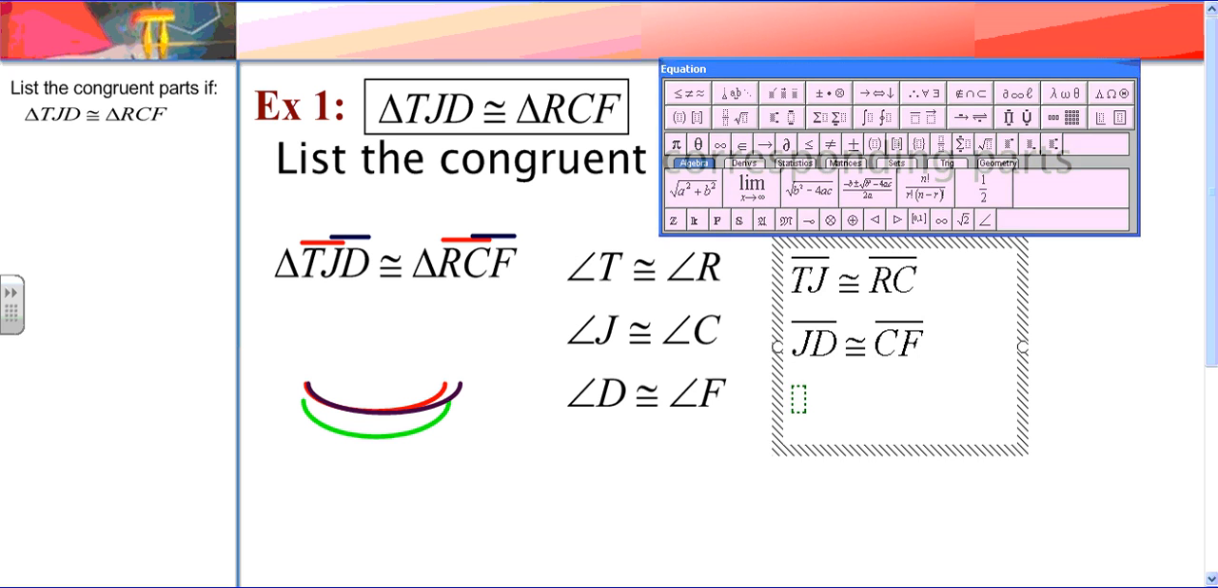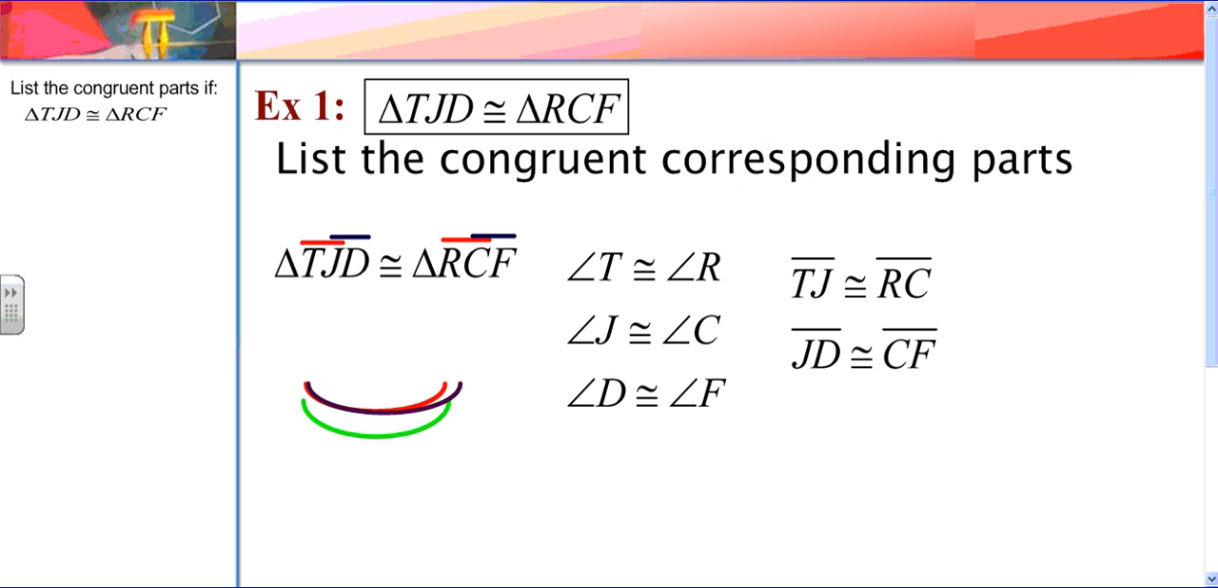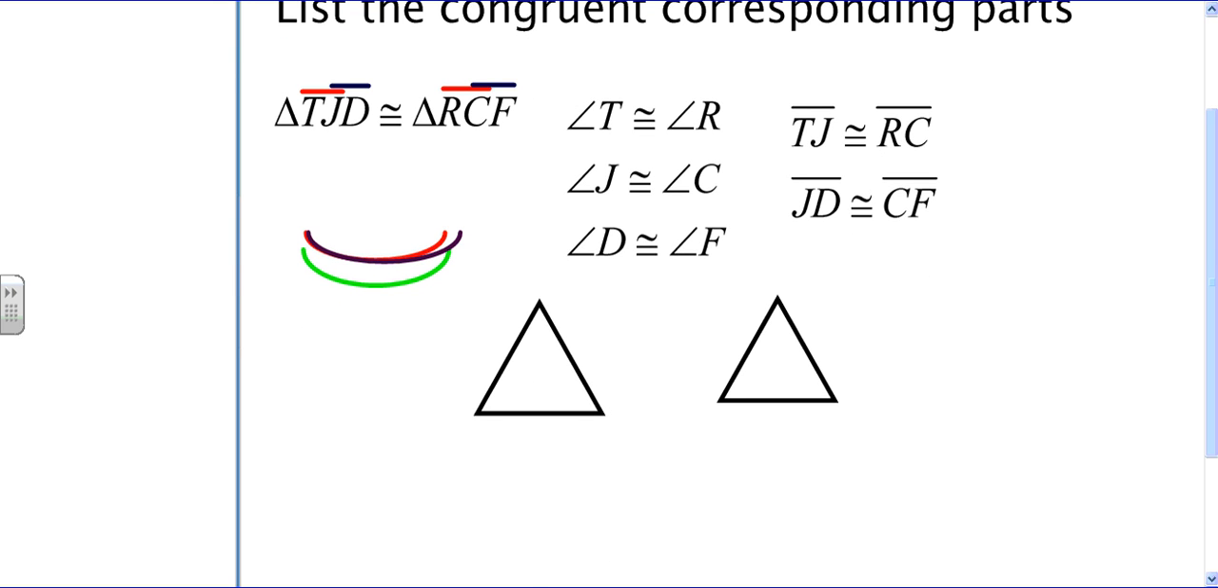Well, we know that there's 3 sides in a triangle, so we should have one more congruency statement for the sides. So let's draw a couple of triangles here. Doesn't really matter. We're just going to draw them like this, and we really wanted them to be the same size, but they're pretty close. So I'm going to label the first one T, J, D. And then the second one is going to be labeled R, C, F.